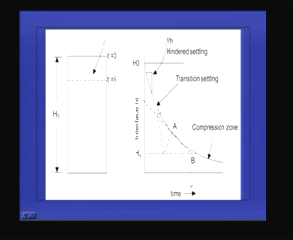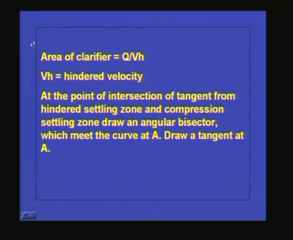So, now we have this point A, and we have the tangent, and we have the initial height of the settling column. Now, how can we go about it? Area of the clarifier is nothing but Q by VH. Q is the flow rate and VH is the hindered settling velocity. So, we can find out the area required. At the point of intersection of the tangent from the hindered settling zone and the compression settling zone, draw an angular bisector which meets the curve at A. So, this is already discussed.